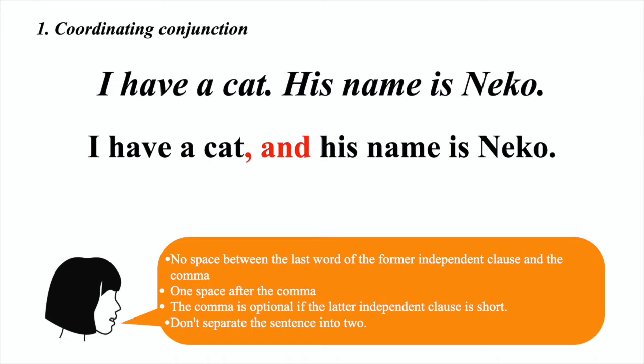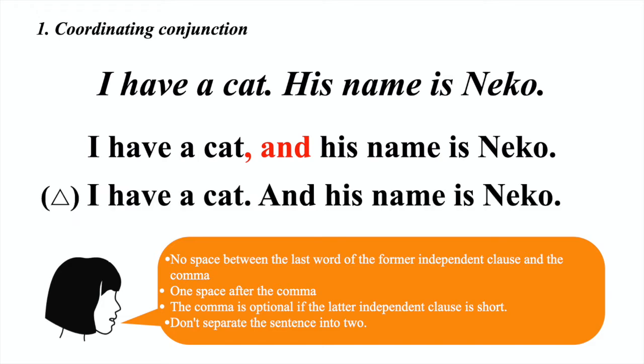The last thing I want to touch on is don't separate the sentence into two. This is what I mean. I cannot say it is 100% incorrect, but I don't recommend the form, especially when you write academic essays or something formal. We use conjunctions to show the connection between independent clauses. So if you use a period, there's no point in using a conjunction because a period means total separation. Okay, let's move on to subordinating conjunctions.